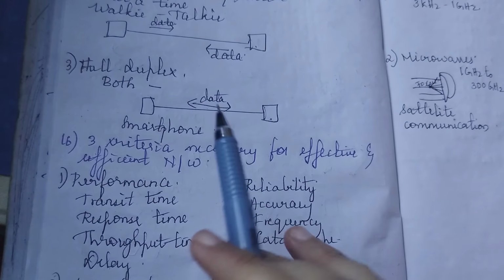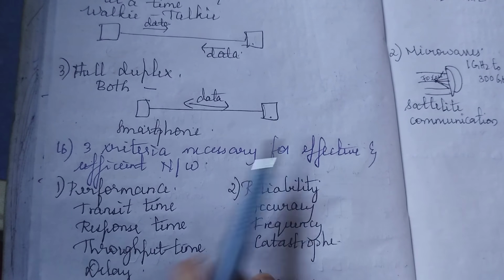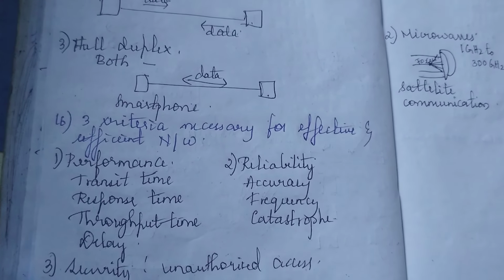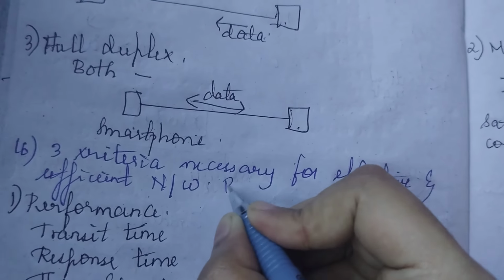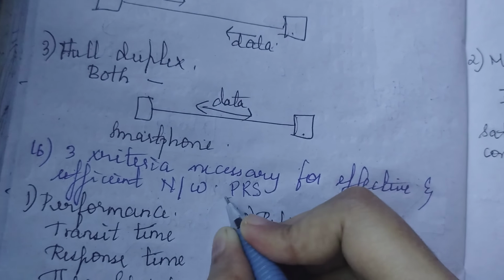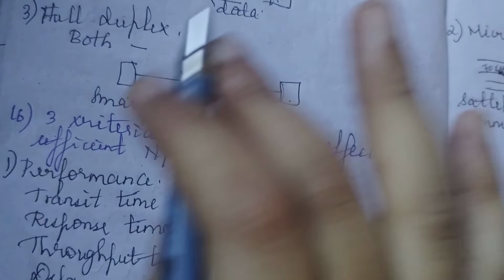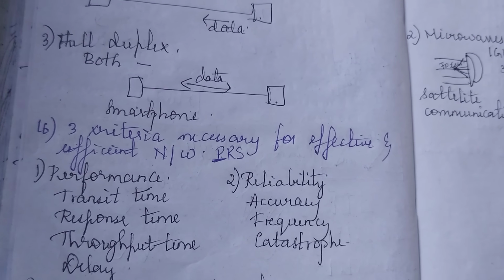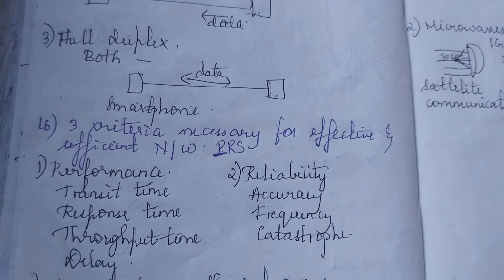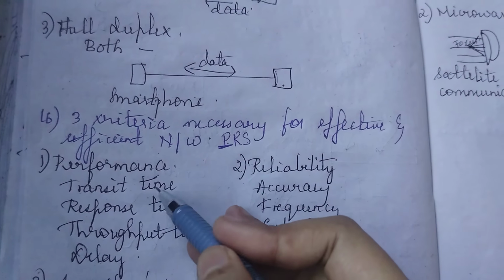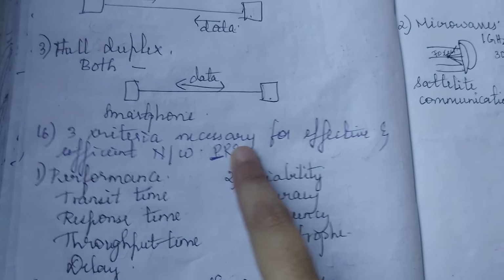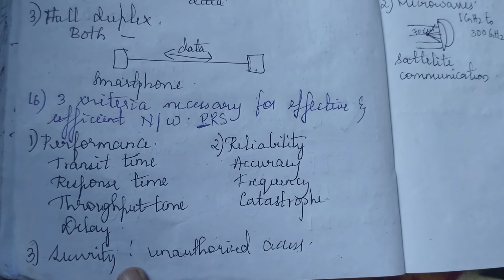Then there are some criteria necessary for an effective and efficient network. The three criteria you can remember through the trick of PRS. That is performance. Performance means transit time, response time, throughput, delay. Even if you don't write these points, at least write the three important criteria: P for performance, R is reliability, and S is security, that is avoiding unauthorized access.